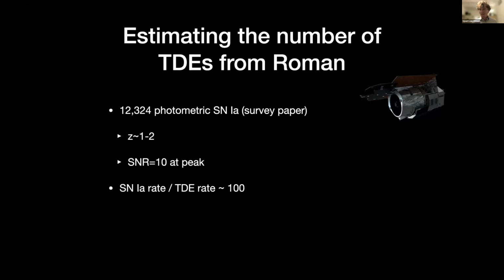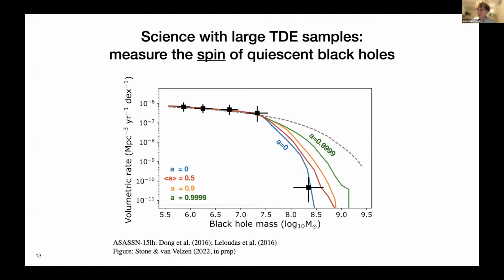The supernova rate and the tidal disruption rate are both actually relatively well measured, and the supernova rate is 100 times higher. So there will be a few hundred TDEs in Roman data at this high redshift, which is tremendously exciting because these will be the highest redshift TDEs known. So what kind of science will you do with these big samples?